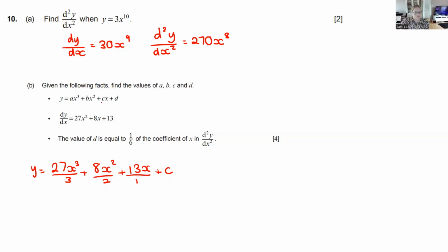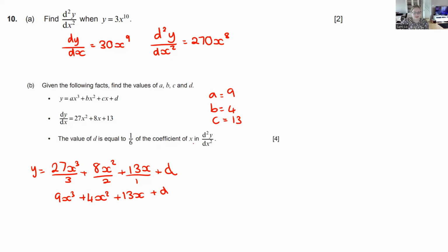There is going to be slight confusion because obviously we've got c in these values. So I wouldn't mind if you wanted to put a d there, just because that's the only value we're not going to have. Work these out. So we've got 9x cubed plus 4x squared plus 13x plus d. So far I've got a equals 9, b equals 4, c equals 13, and I still need to find d.